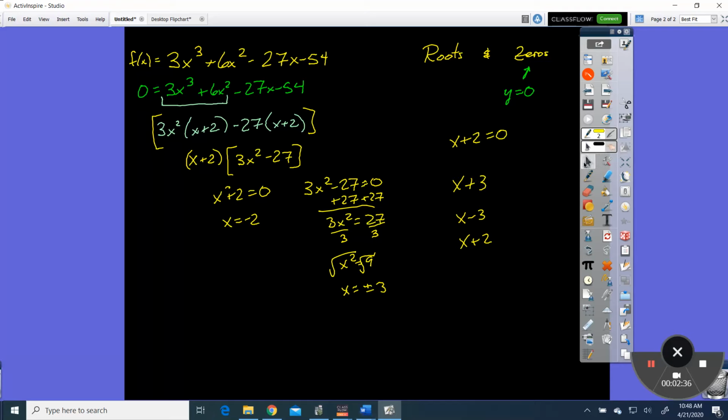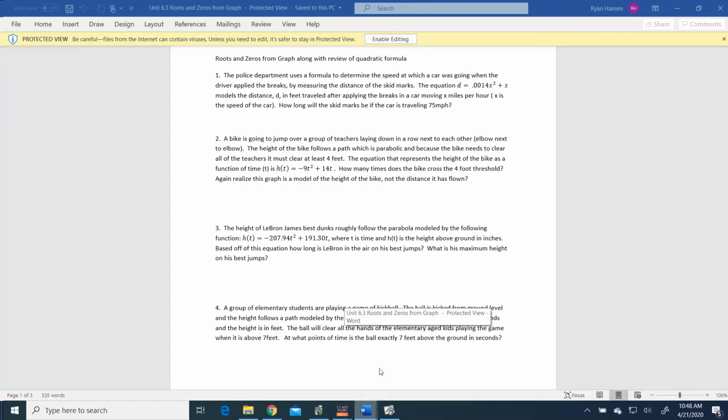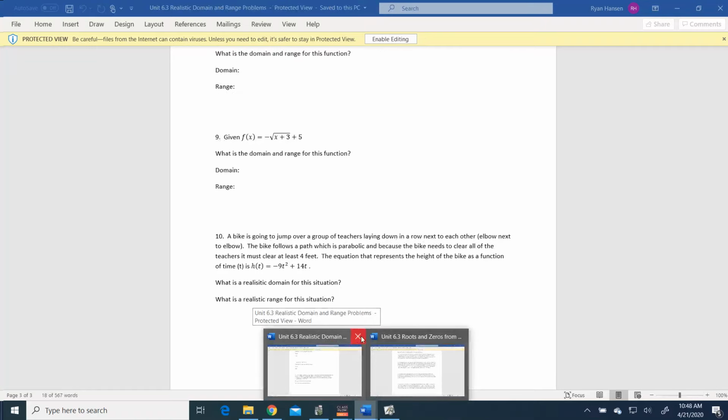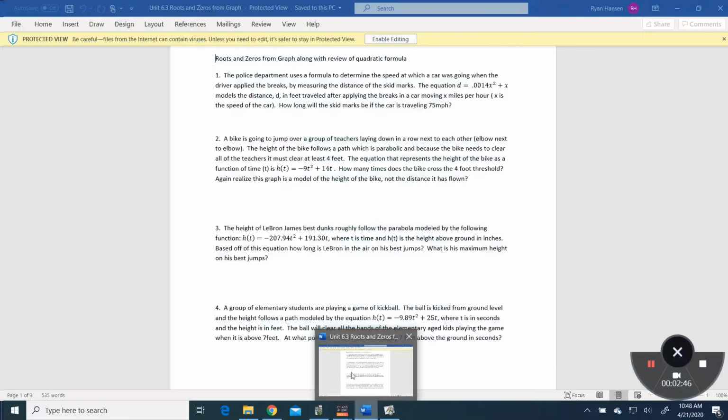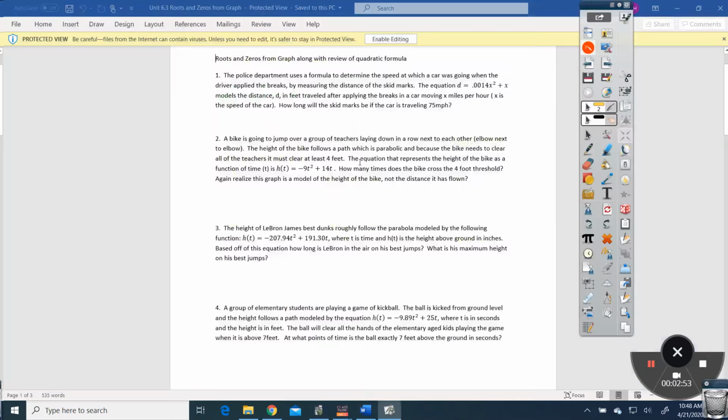So now let's come to our first question. This one, let's go ahead and close the other one. Realistic domain, we don't need that one. So now what we have is it says roots and zeros from the graph along with a review of quadratic formula.